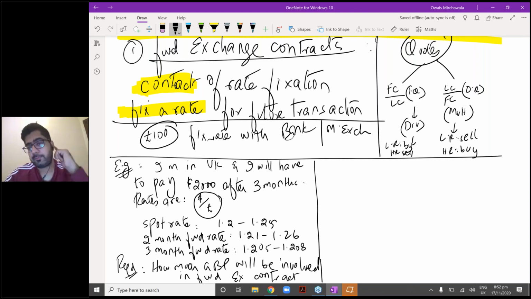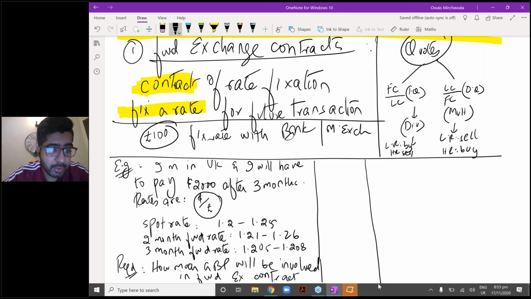The good news is that if you understand the principles, a forward exchange contract is just a one-line solution, because the whole marks are for quotes. If you understand the quotes, that's what it is testing. The company is in UK and has to pay $2,000 after 3 months, so there's always a risk that dollar rates may go up. Spot rate, 2-month forward rate, and 3-month forward rate are given. How much pounds will be involved in the forward exchange contract?